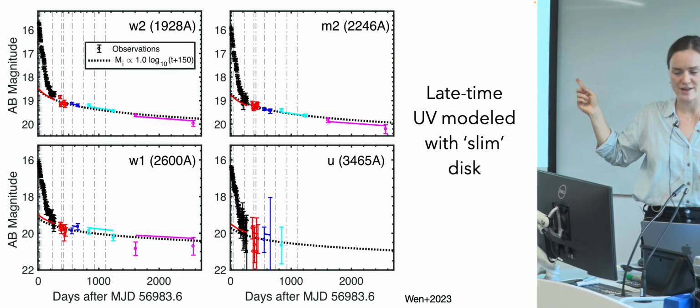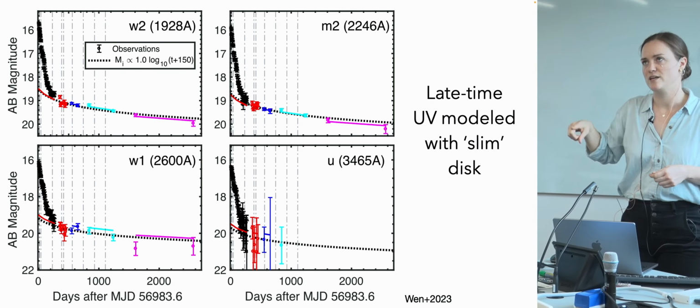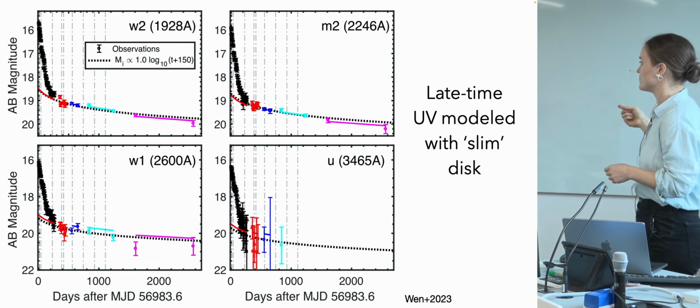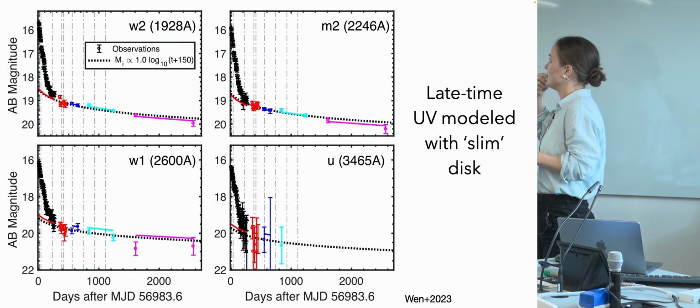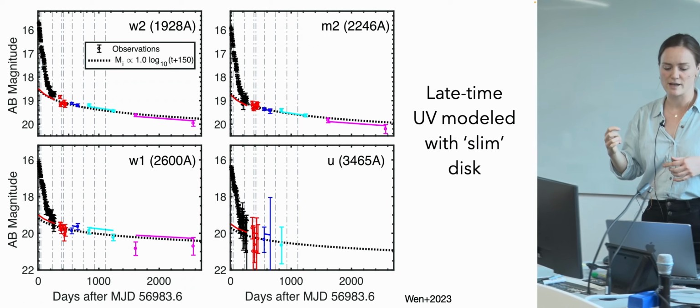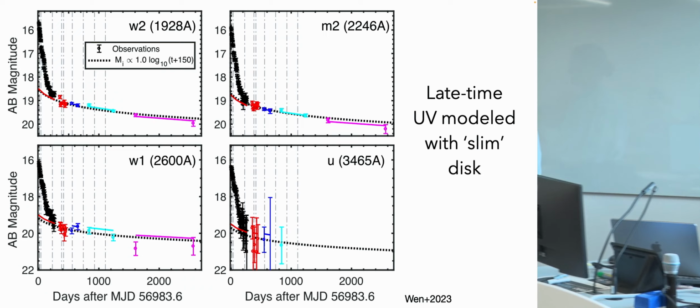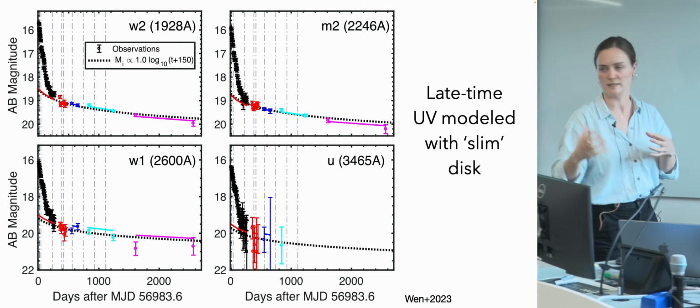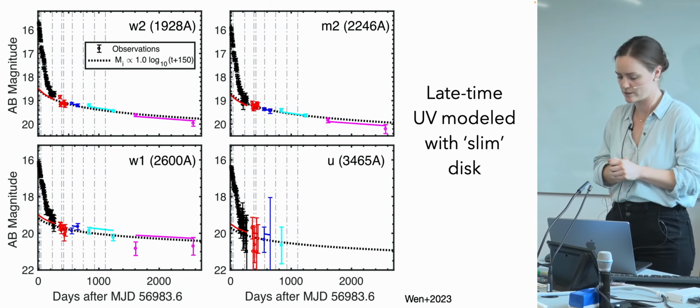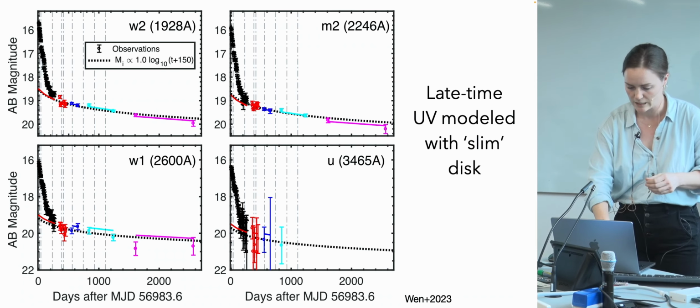But I should note that in both of these cases, they're fitting to UV data, and so it's unclear if it's actually disk emission, because you're not actually seeing a classic X-ray spectrum that you might expect for a disk.